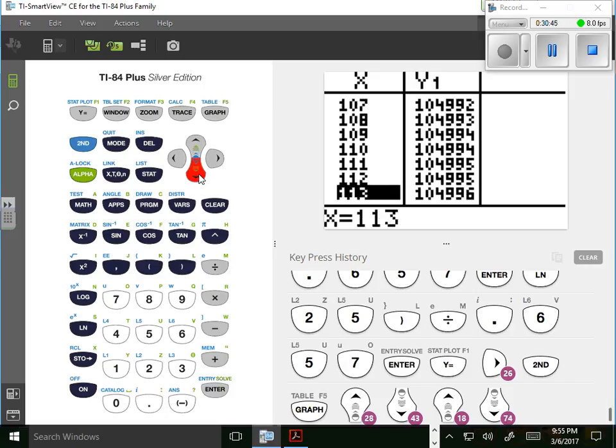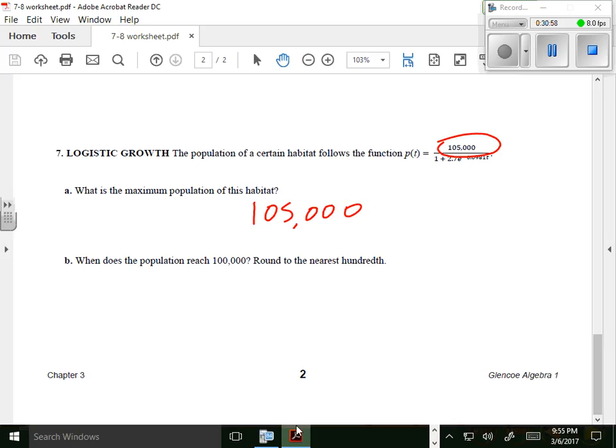But it never really gets there. It gets closer and closer and closer, but then it slows down right before it gets there as far as growth goes. So D would be approximately 40 years, or 41 years, 41 and a half years.